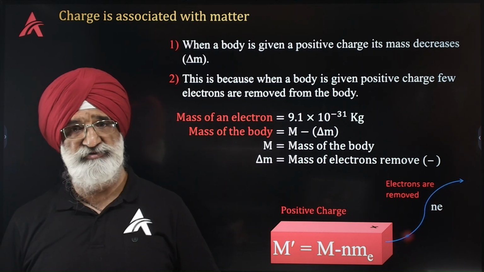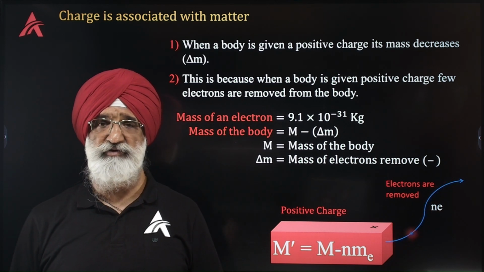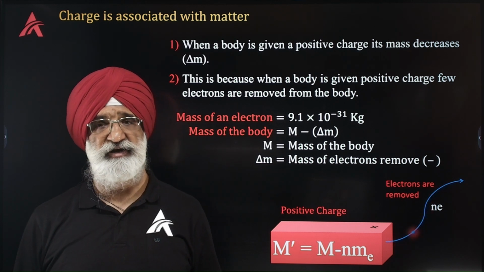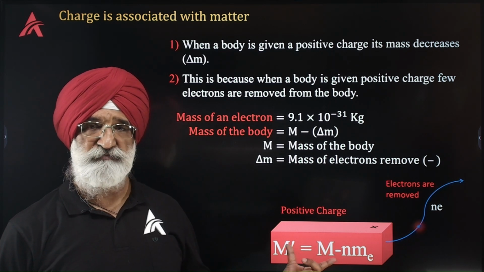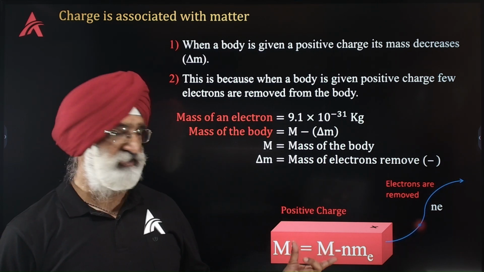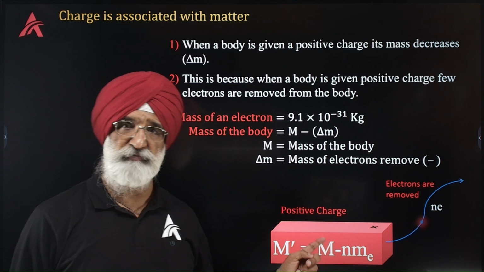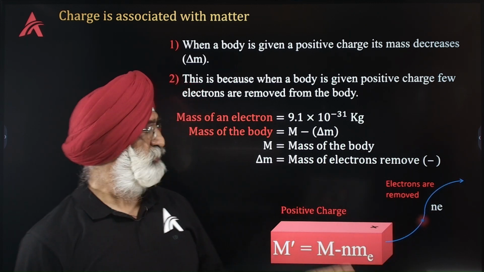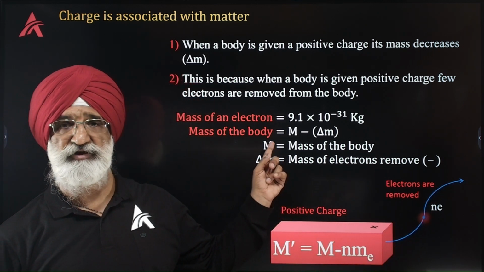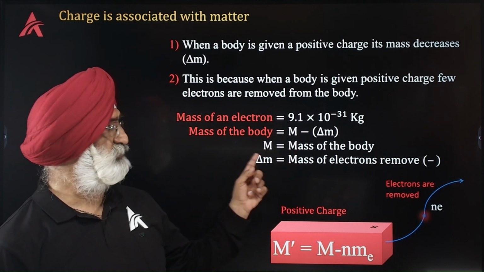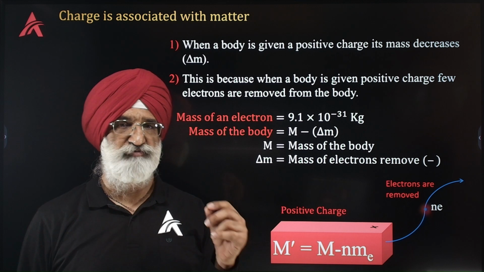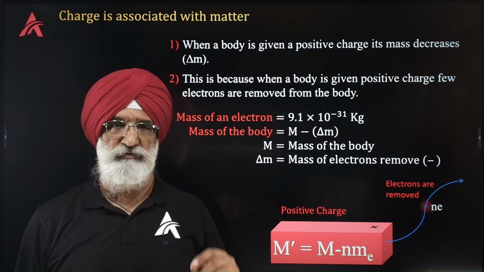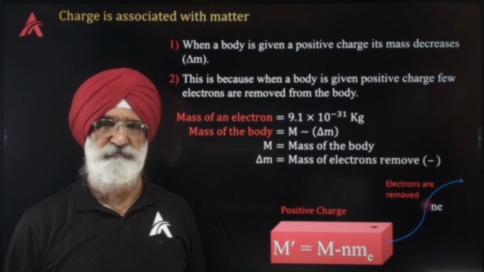Consequently, the mass of the body decreases by an amount equal to the mass of the electrons that have been removed. In this figure, we have a positively charged body which has been converted from a neutral body by removing electrons from it. If earlier the mass of the body was m, now the mass will become m minus delta m. Delta m corresponds to the mass of the electrons which have been removed from that body.